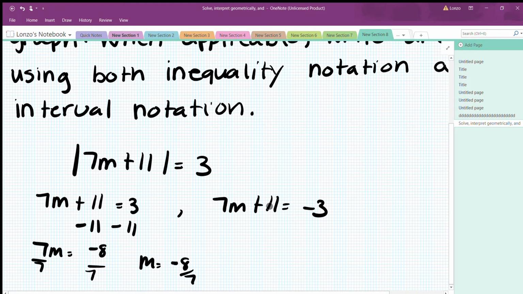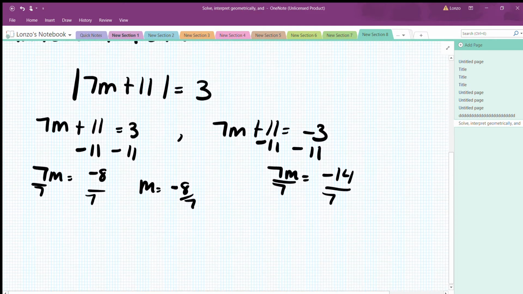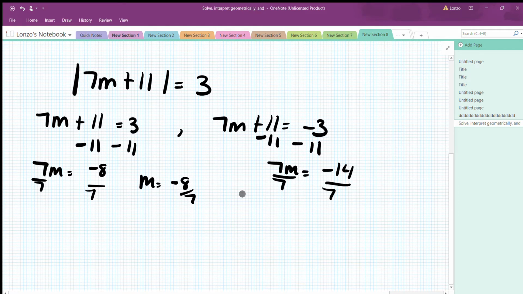Good. Now let's solve this one. Let's subtract 11 from both sides. So we get 7m equals negative 3 minus 11, which is what? Negative 14. Divide everything by 7. I get m equals negative 2.